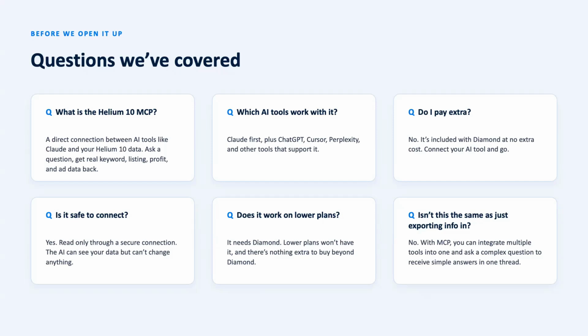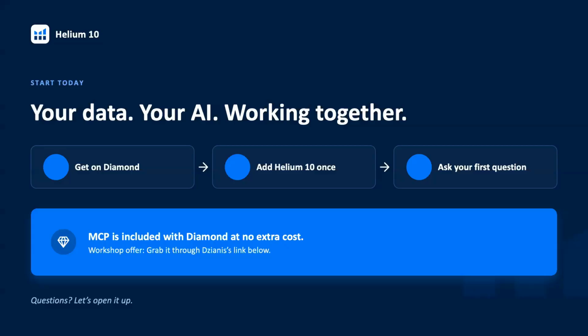Again, it's much like having a virtual assistant. Anything you wanted to ask before, to say Google, oh, I wish I had a Google for my business. You do, it's AI, but now it pulls directly from Helium 10 data. So with that, this is your data, your AI working together. Just make sure you get on Diamond.